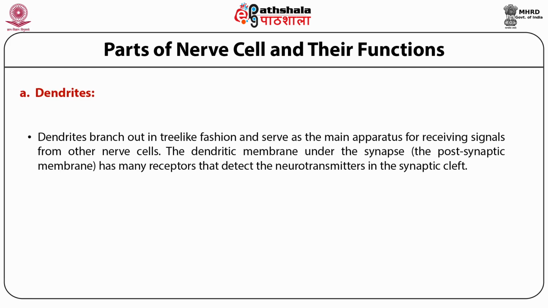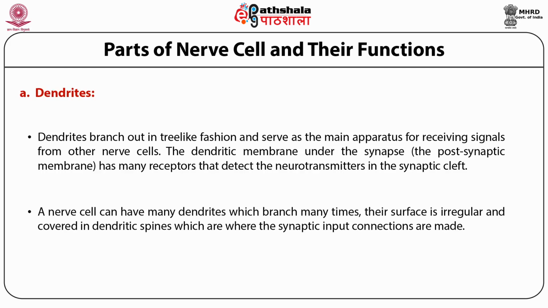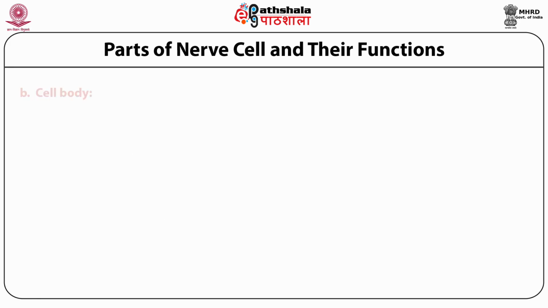Dendrites branch out in a tree-like fashion and serve as the main apparatus for receiving signals from other nerve cells. The dendritic membrane under the synapse has many receptors that detect the neurotransmitters in the synaptic cleft. A nerve cell can have many dendrites which branch many times. Their surface is irregular and covered with dendritic spines, which are where the synaptic input connections are made.